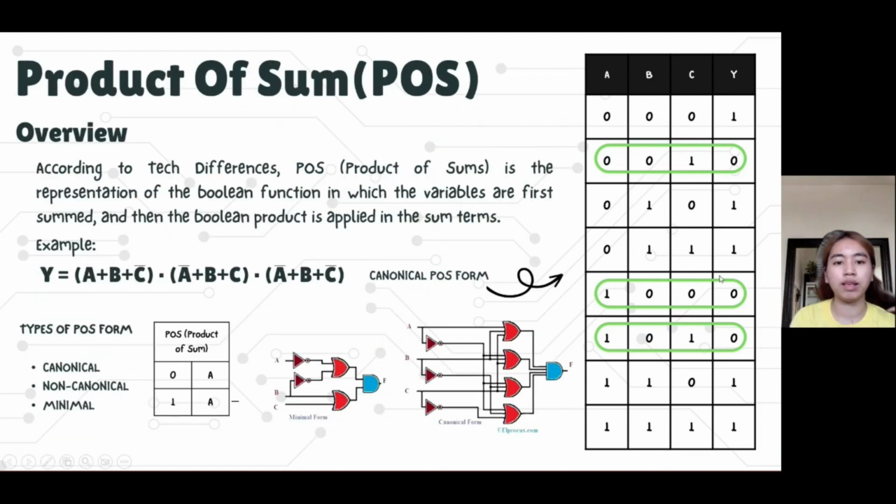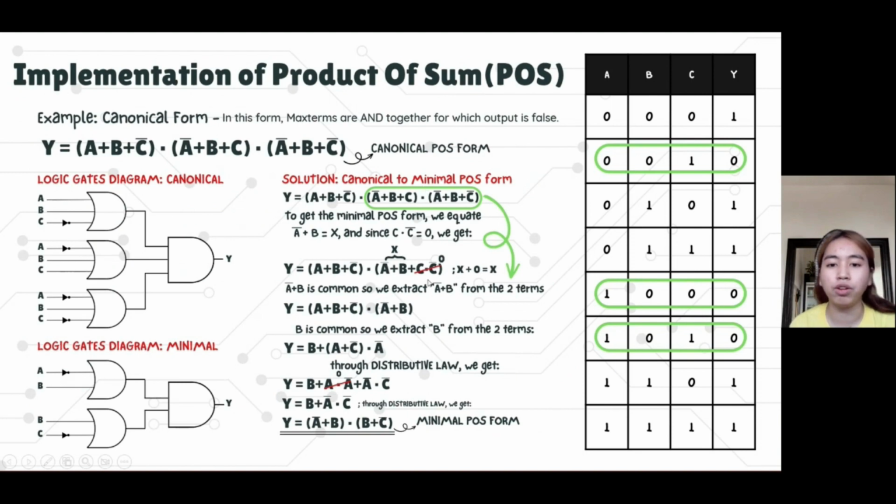So by solving this, this solution is all about the canonical to minimal POS form conversion. So to get the minimal POS form, we equate a complement plus b is equal to x, and since c times its complement is equal to 0, we cancel the c times c complement here because it is equal to 0, and we equate the a complement plus b into x, and x plus 0 is equal to x, which is the identity law. So we bring down this equation and this equation.